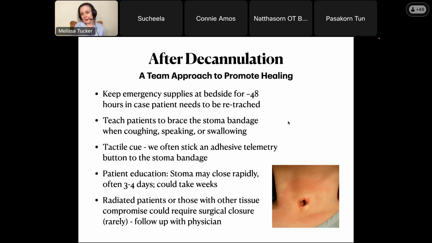So if you encounter a patient who had their tracheostomy tube removed 3 months ago and they still have a hole there, you want to contact that patient's surgeon or encourage them to follow up with their physician to pursue closure. That's very rare, though. That's uncommon.